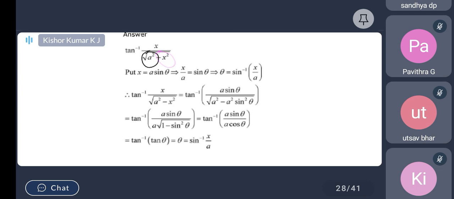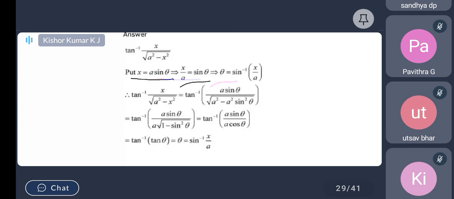So we have to consider x is equals to a sin theta. If you consider x is equals to a sin theta, we can solve for theta. In the next step, take a to the LHS, then you will get x by a is equals to sin theta, and finally theta is equals to sin inverse of x divided by a. So we have got the value of theta. Theta is equals to sin inverse x by a.